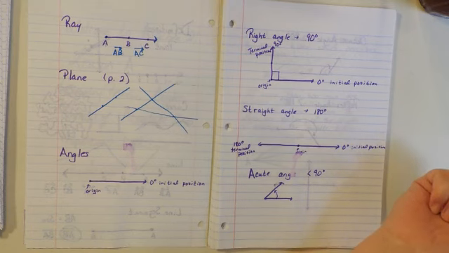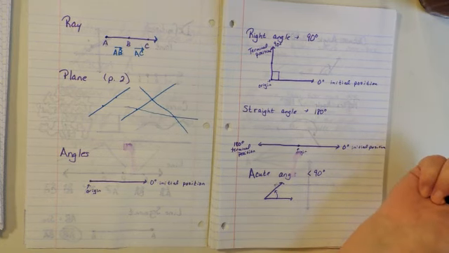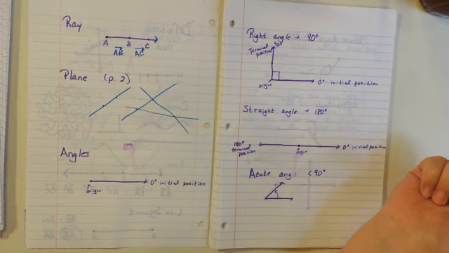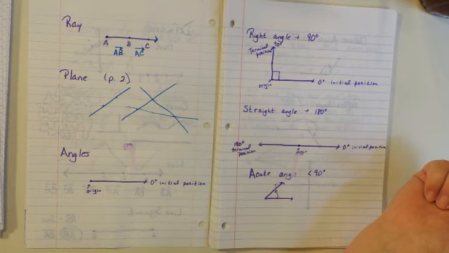Okay, let's move on to angles. The word angle comes from the Latin angulum, which means corners. An angle is formed by 2 rays that have a common endpoint.